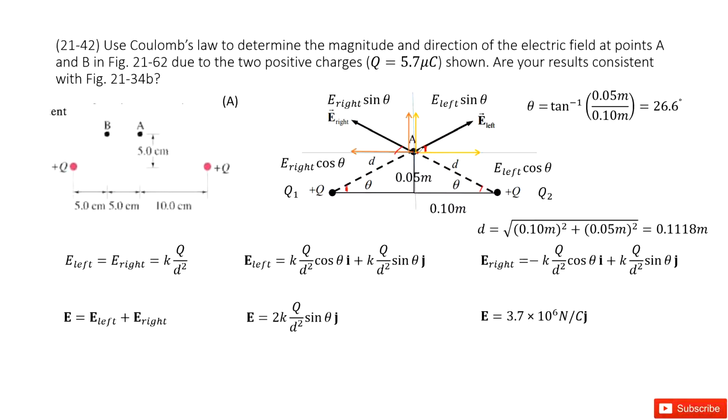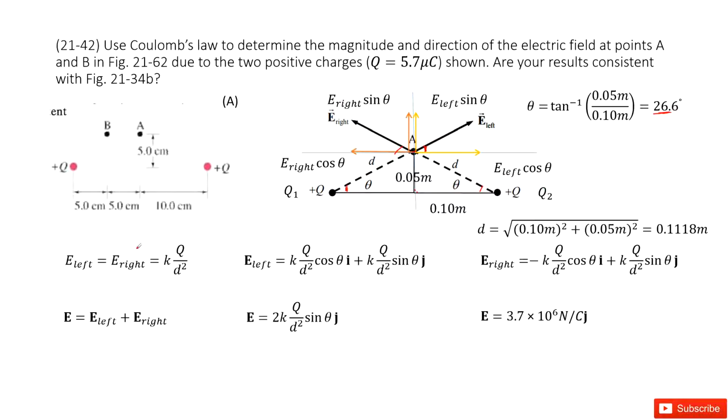So we can see in this triangle, the side length for this part is 0.05, and the side length for this part is 0.1. Therefore, we can get theta as arctangent of 0.05 divided by 0.1. You get the answer there. Now, next, can you find the magnitude of E left and E right?